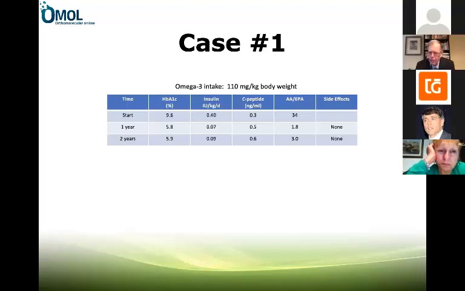His C-peptide, a marker of the pancreas' ability to make insulin, had almost doubled.